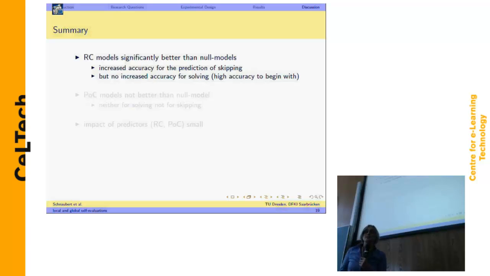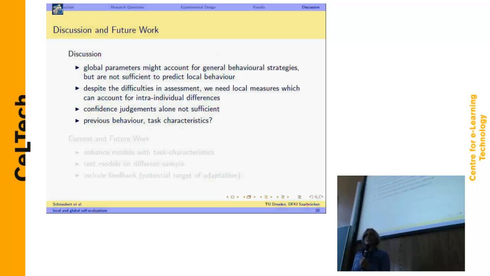So to sum this up, the confidence models were significantly better than the null models and increased the accuracy of prediction for skipping, but not for solving. But still, the models were not really good. The perception of competency models have not shown better than the null models, neither for solving nor for skipping, and the impact of the predictors was altogether rather small. So our global parameter might account for general behavioral strategies, because we found this over and over again, but it's not sufficient if we really want to look at local behavior and predict this.